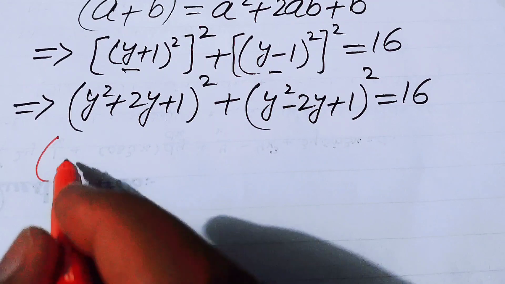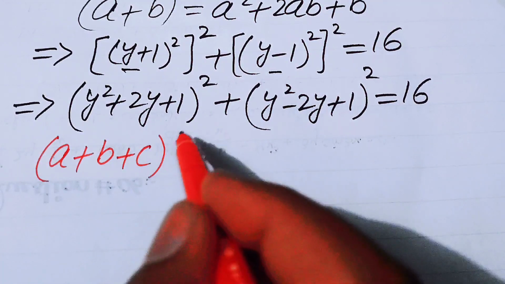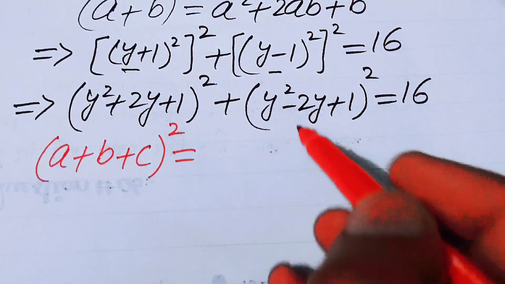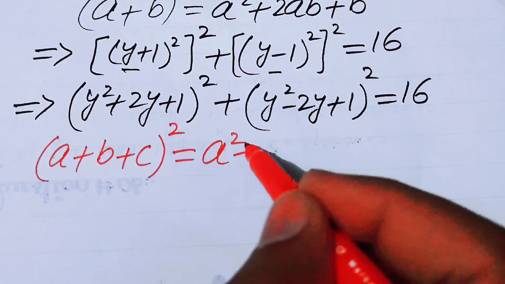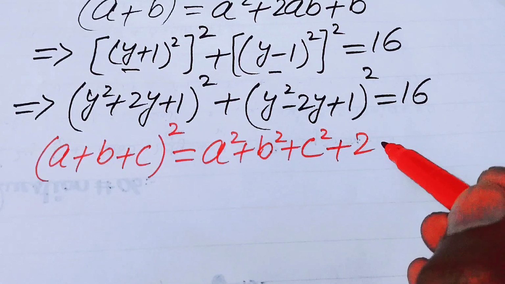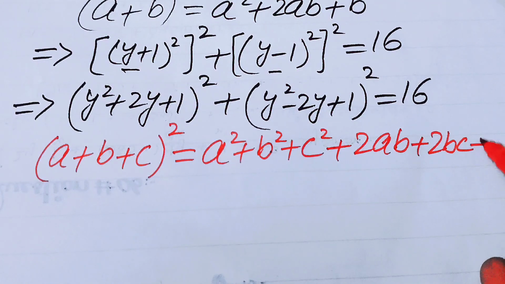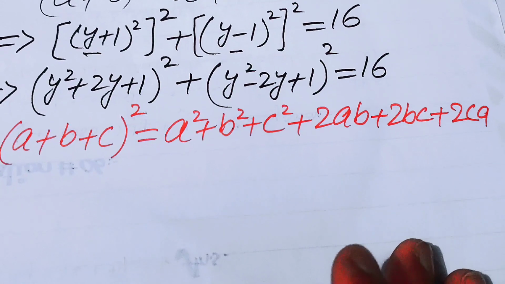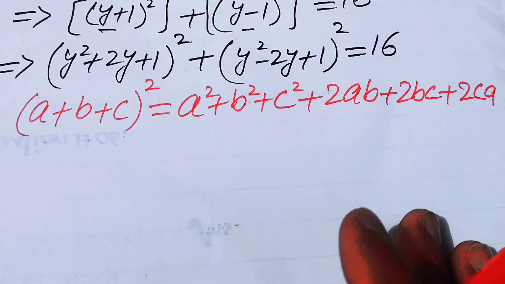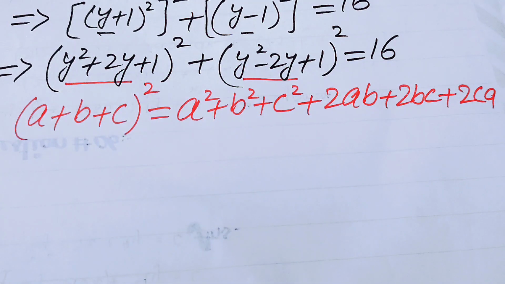After this step we can again use another nice square identity. And you know that if we have the square of the sum of three terms, (a + b + c)², it is equal to a² + b² + c² + 2ab + 2bc + 2ca. Now we can apply this nice identity on both of these two terms.